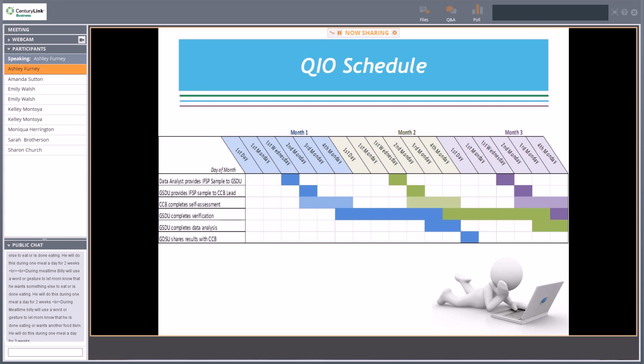And then this is just a visual schedule of the activities that are involved in the QIO. And as a CCB, your only responsibility is that third one down, completing the self-assessment. So you have 2 weeks each month to get those done, and then you'll receive results the first day of 2 months following.